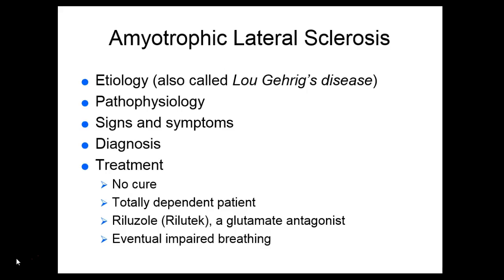Okay, next let's look at amyotrophic lateral sclerosis, otherwise known as Lou Gehrig's disease. It's a progressive neuromuscular disease that's characterized by the degeneration of the gray matter in the anterior horns of the spinal cord and the lower cranial nerves. After the degeneration, electrical and chemical messages generated in the brain cannot reach the muscles to activate them.